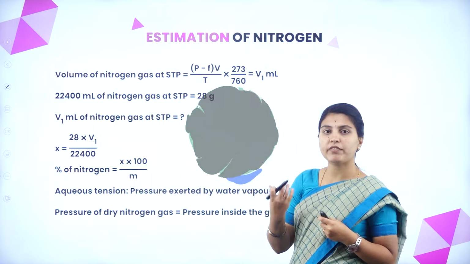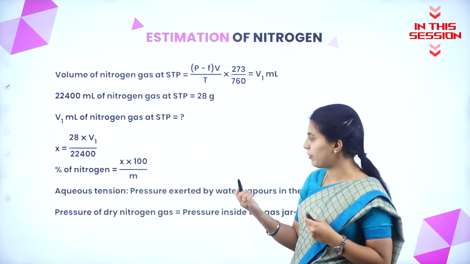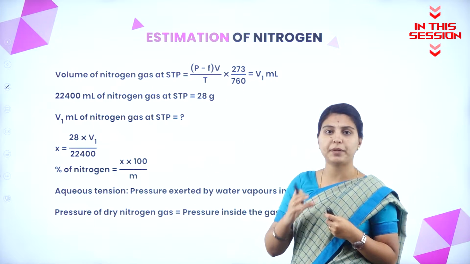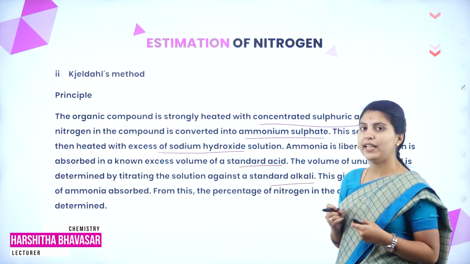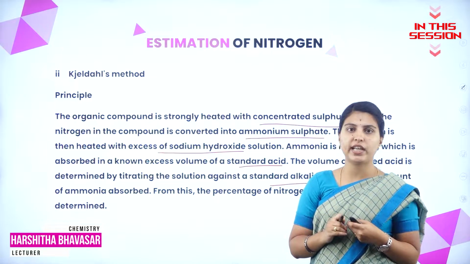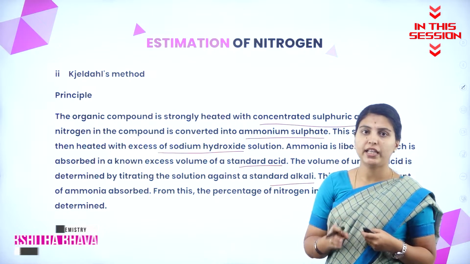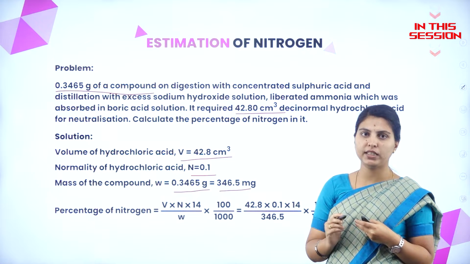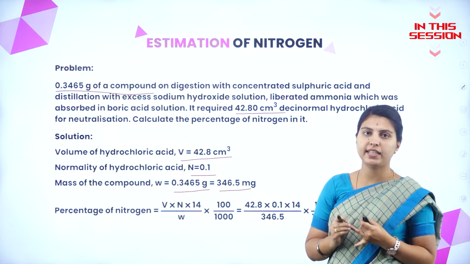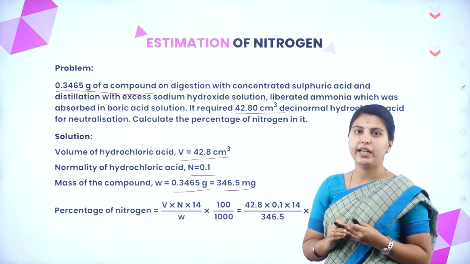The pressure exerted by water vapors is called aqueous tension. In the Kjeldahl method, the organic compound is strongly heated with concentrated sulfuric acid, that is H2SO4. You should not forget the two kinds of methods: one is the Dumas method and the other is the Kjeldahl method for the estimation of nitrogen.